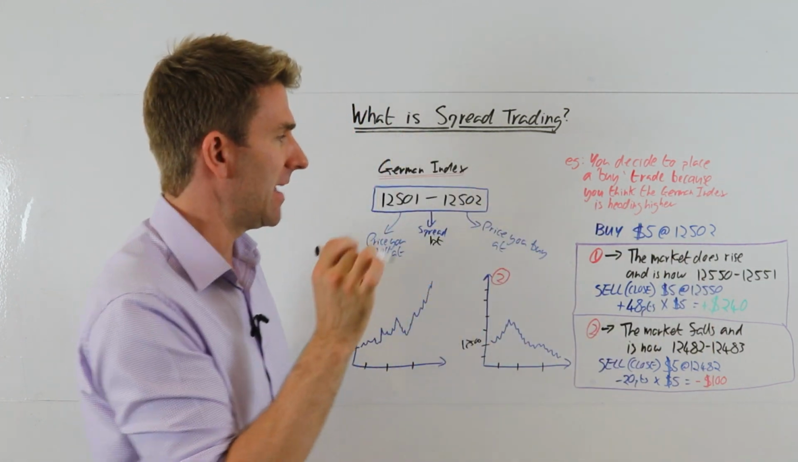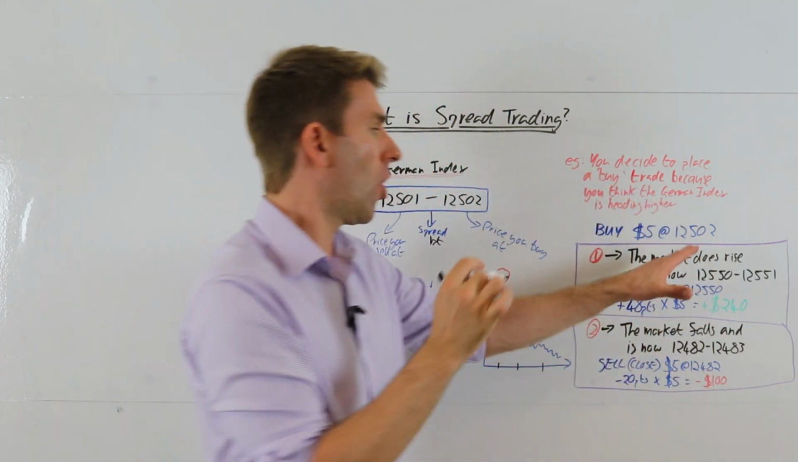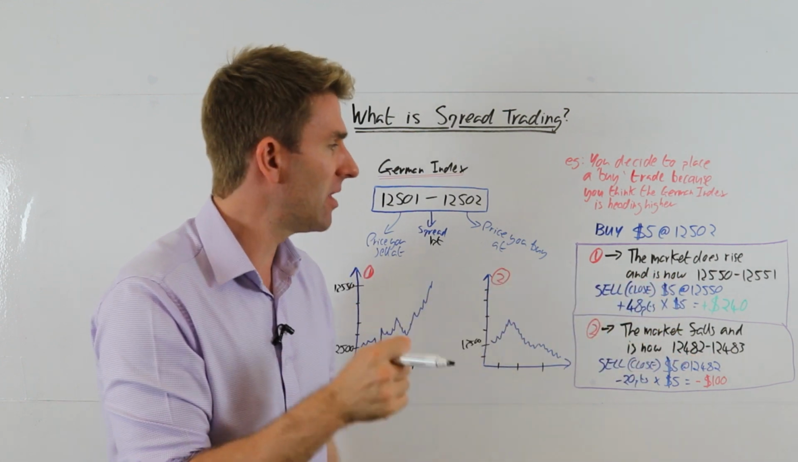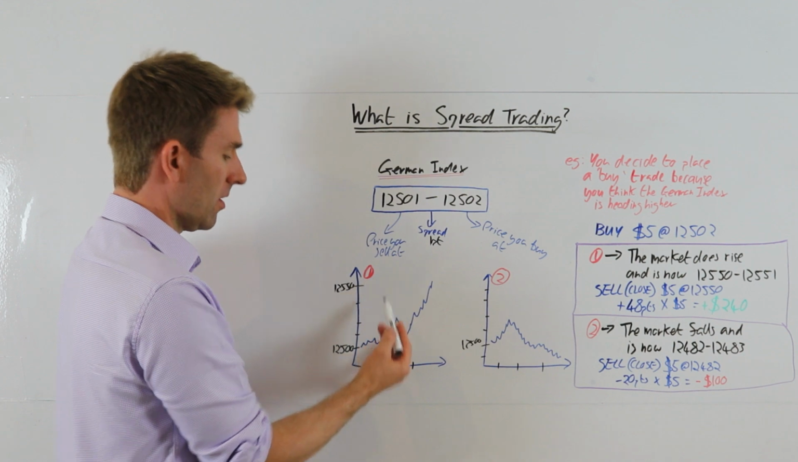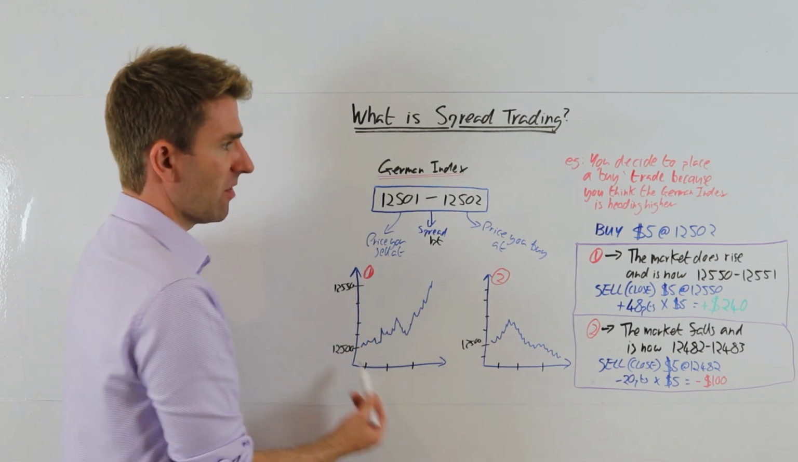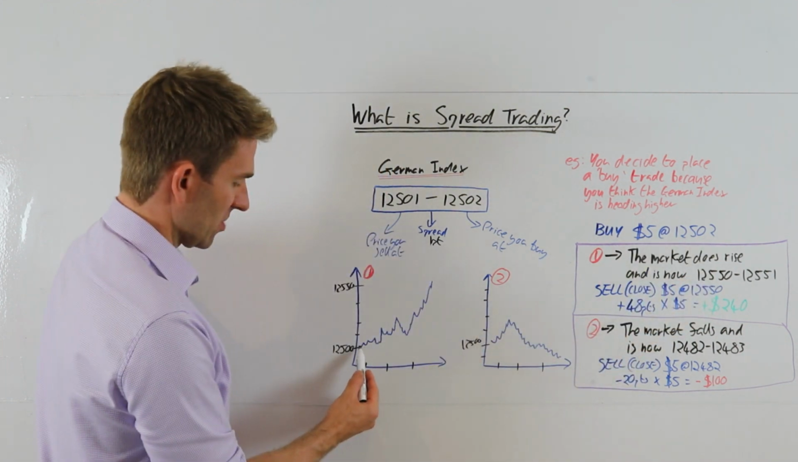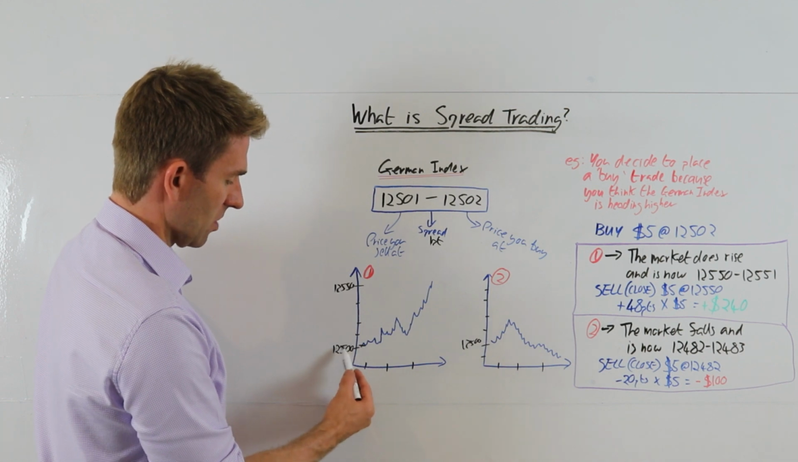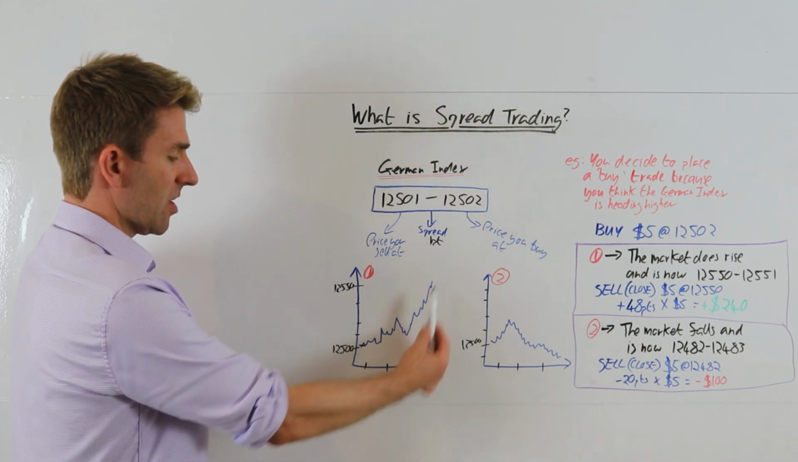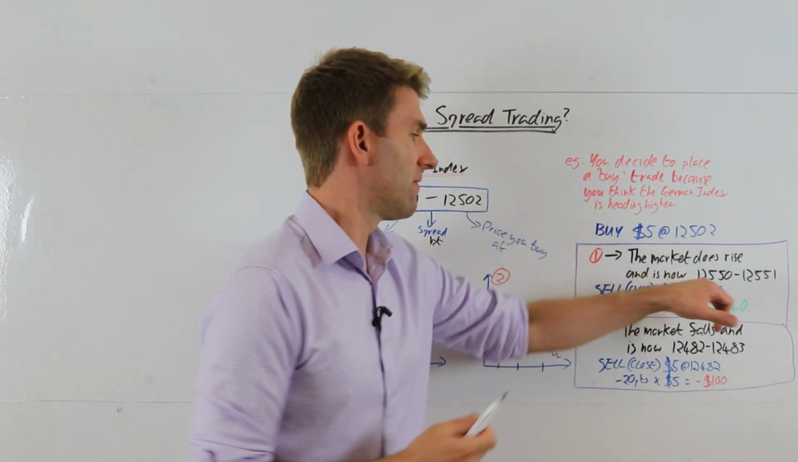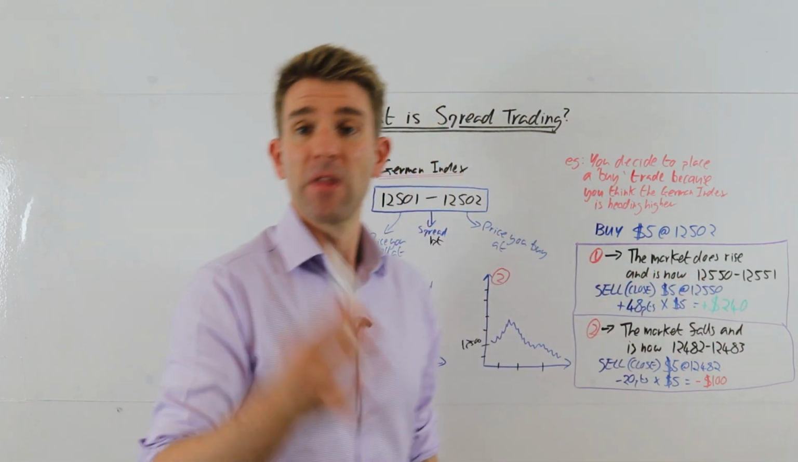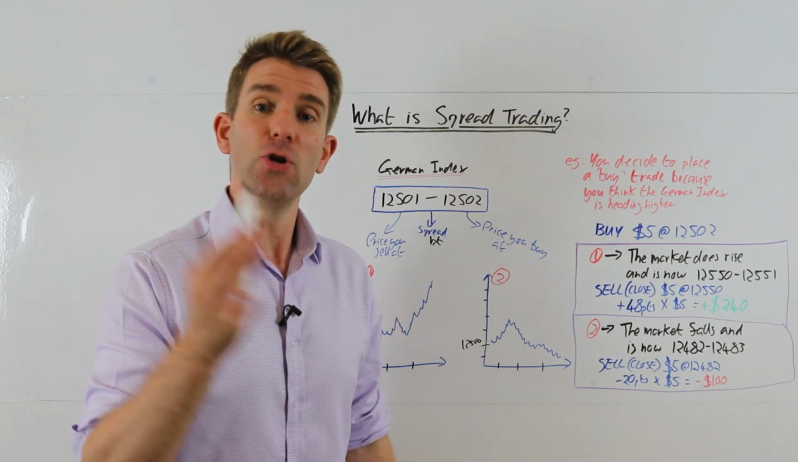What you're trying to do now is you're in this trade, you're long technically, which means you have this buy trade on, and you want the market to go higher. So we could be in this scenario here. This is scenario 1, and you've bought here at 12,502. I've just put 500 here, but you'd actually be in at 12,502. And let's say over the next few days, the market goes up to 12,550.